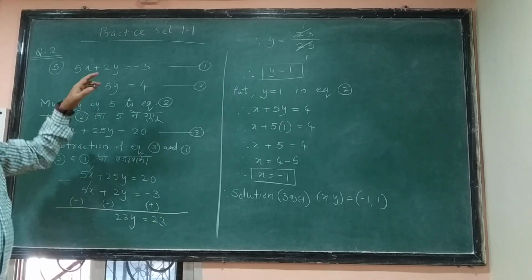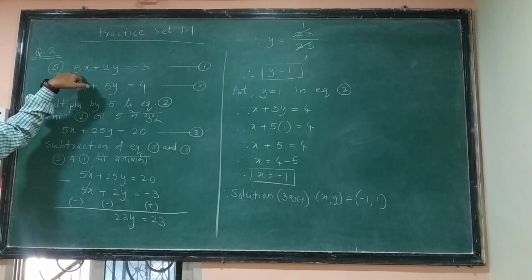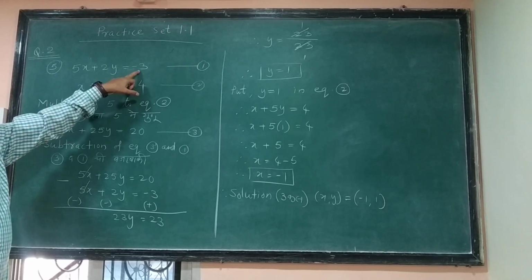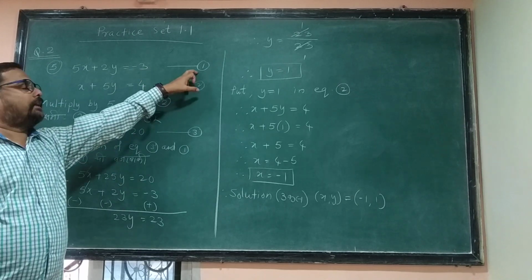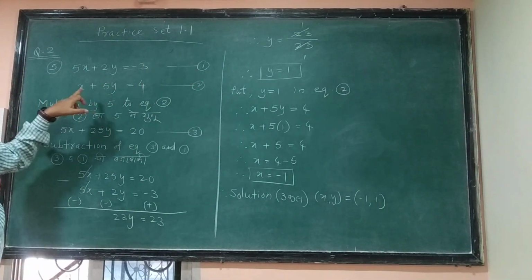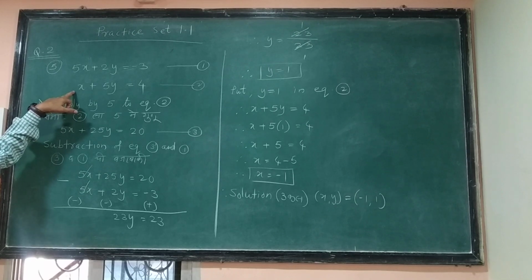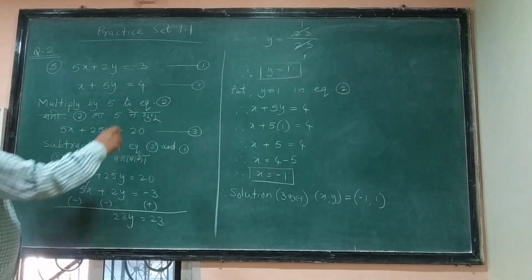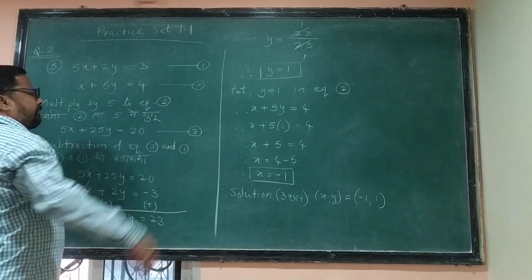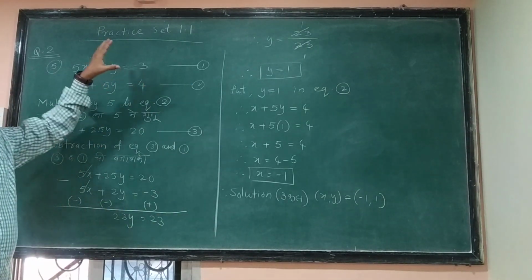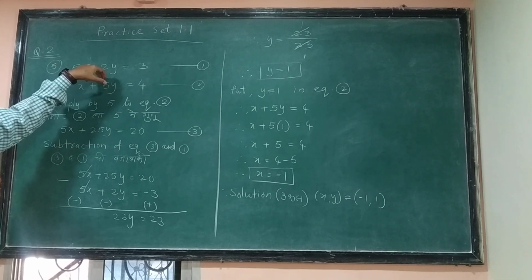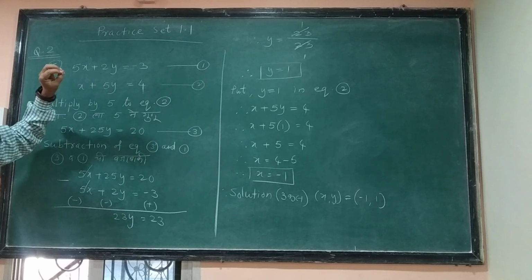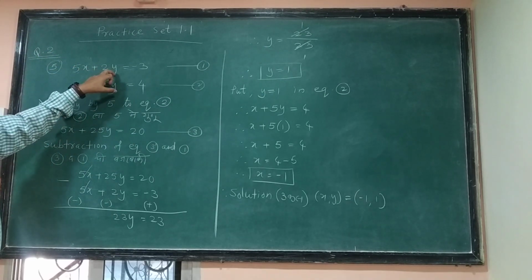See, you can see here the first equation, 5x plus 2y is equal to minus 3. I have given here first number. The second equation which is given, x plus 5y is equal to 4. This one is the second equation. While solving the simultaneous equation, we must equalize the coefficient of x or y.